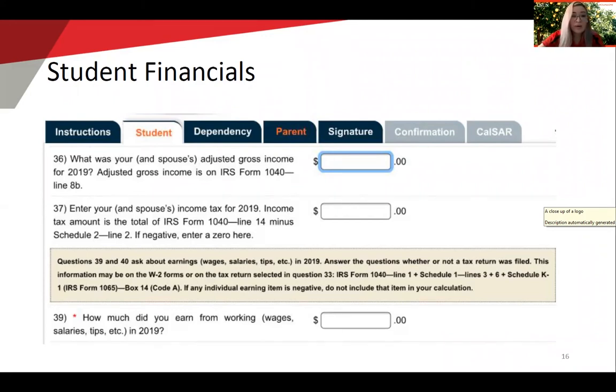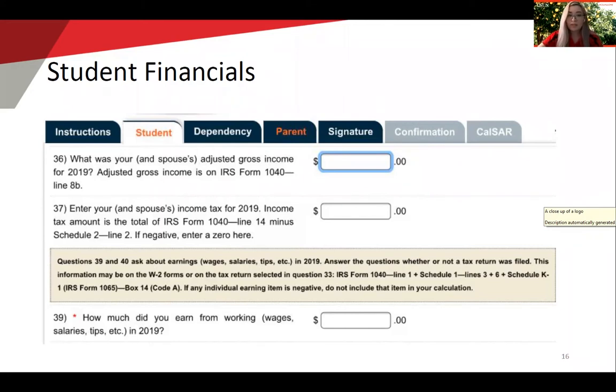So then it'll also ask, what was the income tax amount for 2019? So you'd have to reference the tax form 1040 and you'd go to line 14. It says minus line 2 of Schedule 2. Now, it is possible that you may not have a Schedule 2. So if you don't, then you're just inputting the amount that is on line 14.